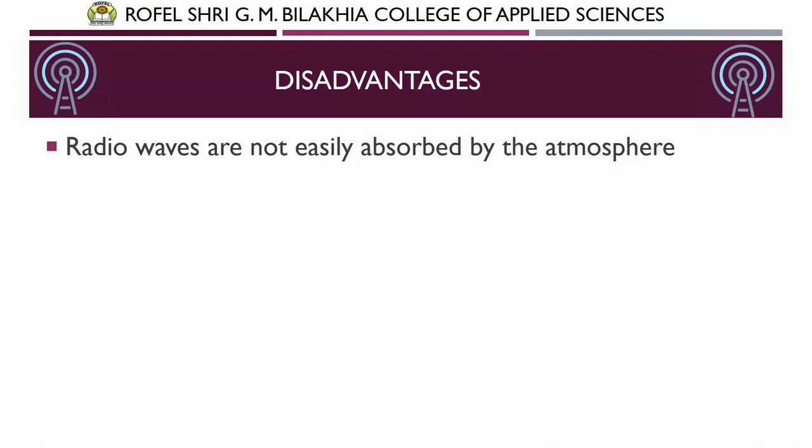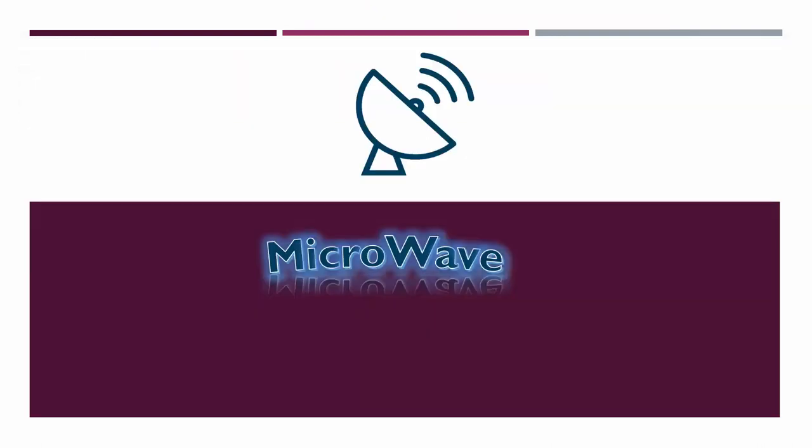Atmosphere से absorb नहीं होते हैं, तो atmosphere का जो interference है उसमें include होता है. As radio wave usually have low frequency, hence they can't transmit data around as good as microwave can. Like radio wave की जो low frequency है, जो microwave से अच्छा transmit नहीं कर सकता है. ठीक है? Now let me explain second unguided media, that is microwave.